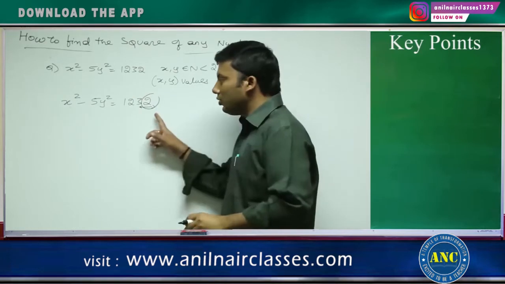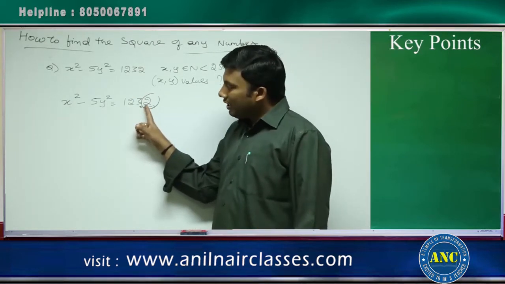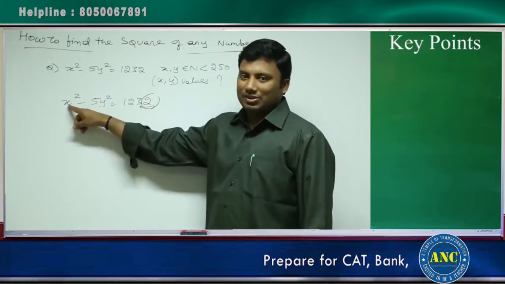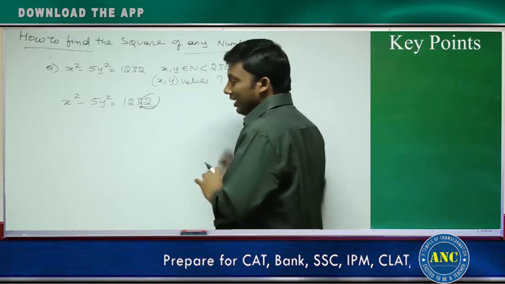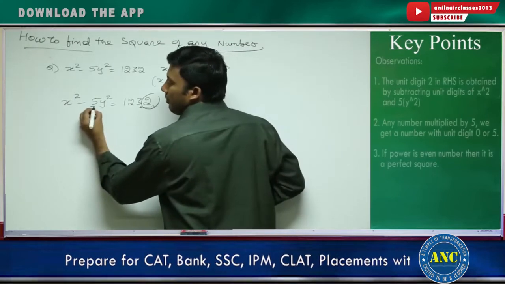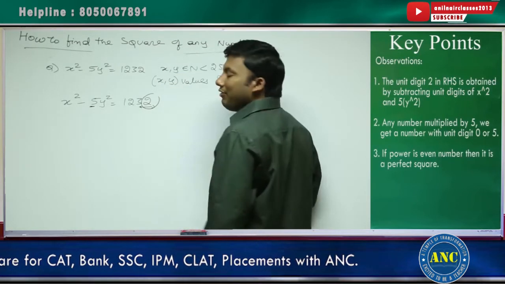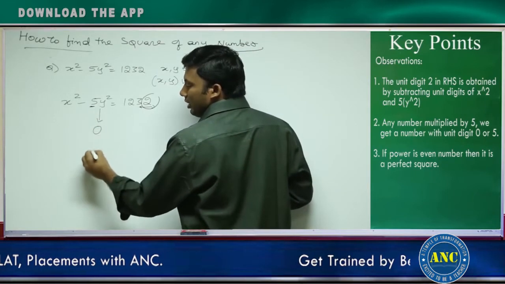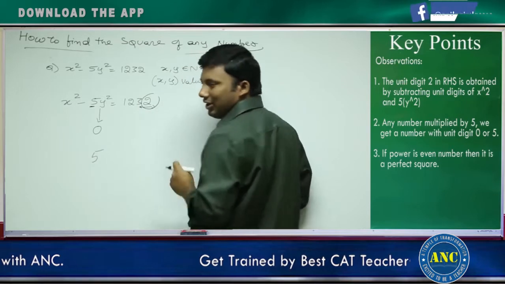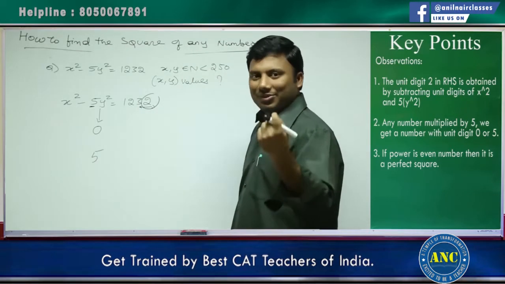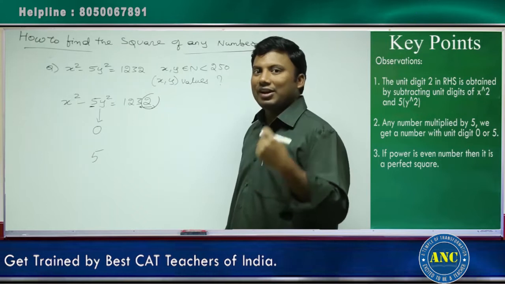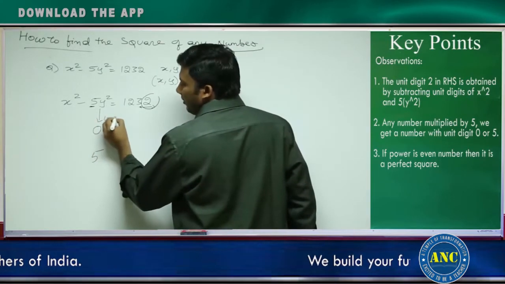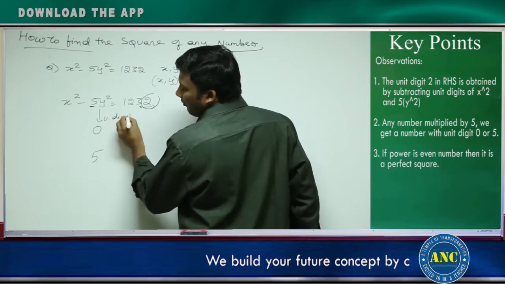How did we get 2? It is nothing but subtracting the unit digit of 5y square from the unit digit of x square. Am I right? Yes. Now the second important observation: this number is multiplied by 5. If you multiply any number by 5, what will be the unit digit? That will be 0 or 5. 5 5s are 25, 5 7s are 35, 5 8s are 40. So the 5y square unit digit will be either 0 or 5.